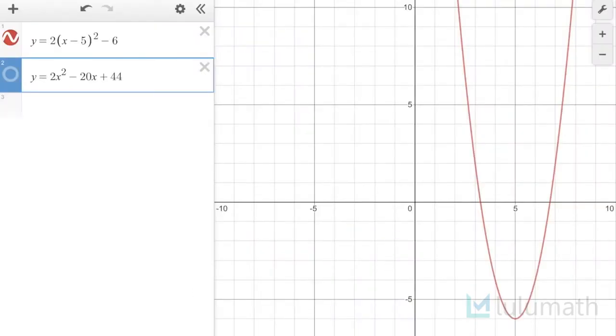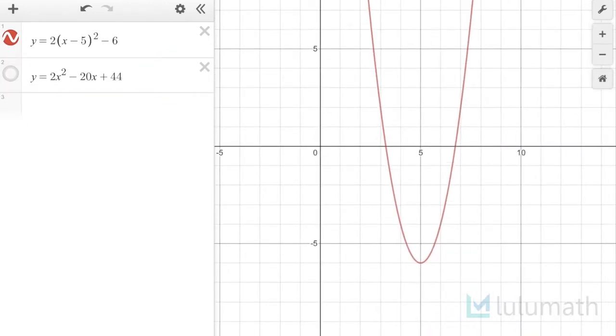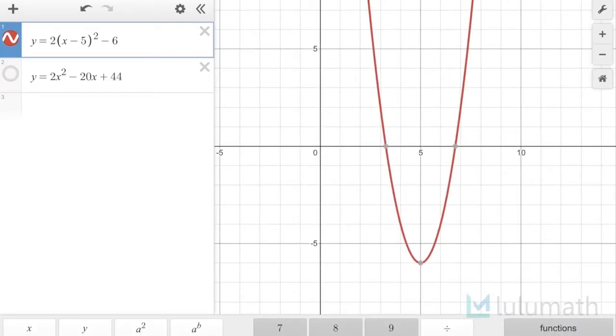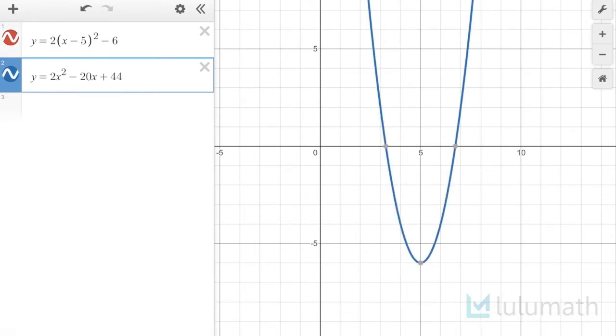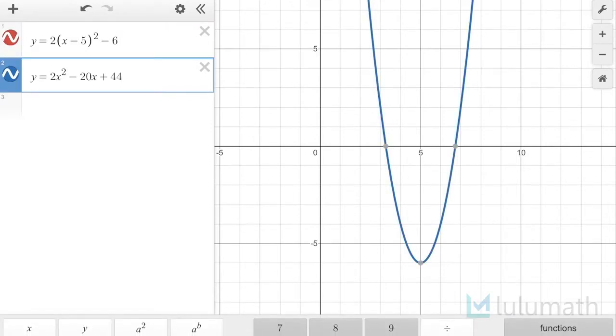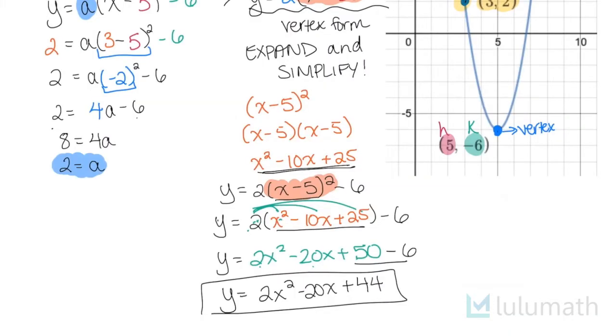And I just want to show you here how our first graph that we have up here is y equals 2 times x minus 5 squared minus 6. This is what we got in vertex form. And then in standard form, we got y equals 2x squared minus 20x plus 44. And when I turn that on, you can see that it's exactly on top of the red graph, meaning that they are identical. They are the exact same graph. They're equivalent to each other. So that's how you put this in standard form.